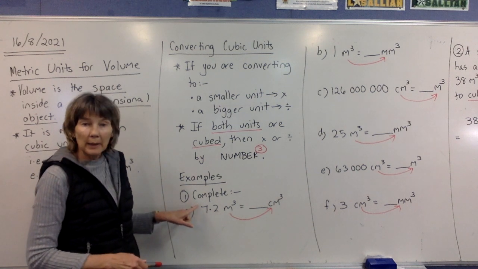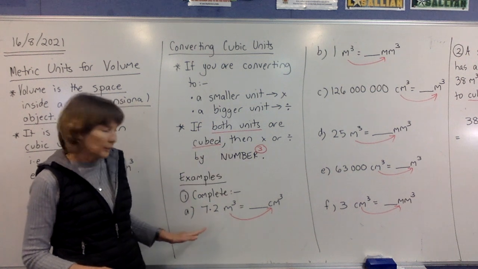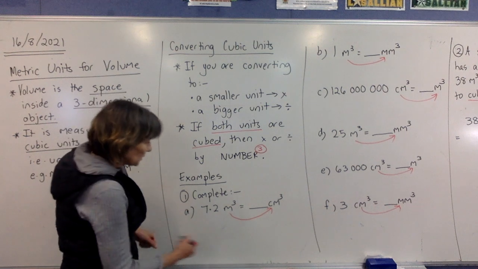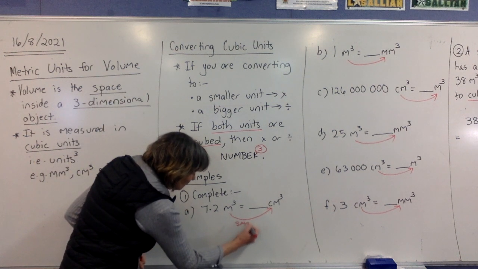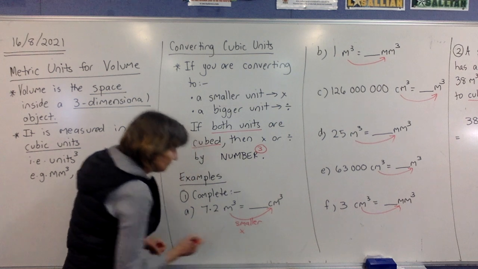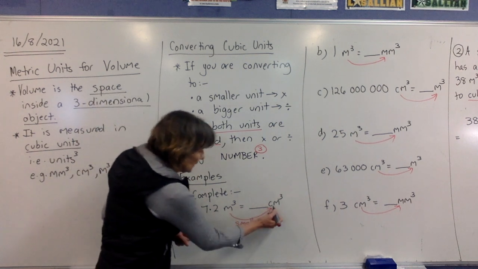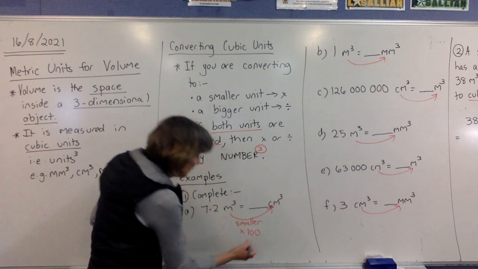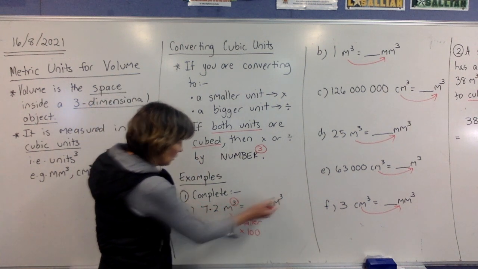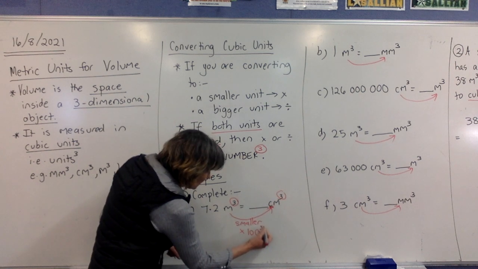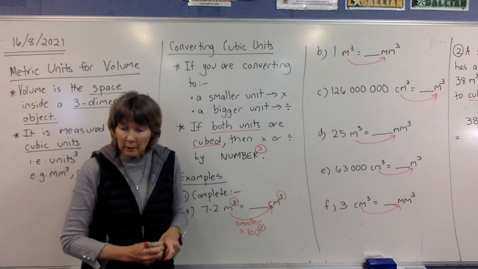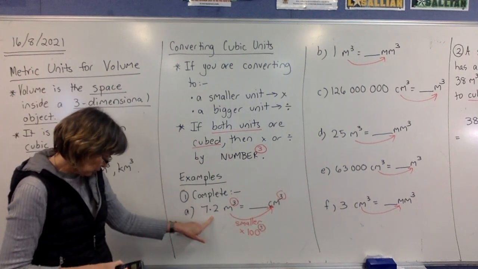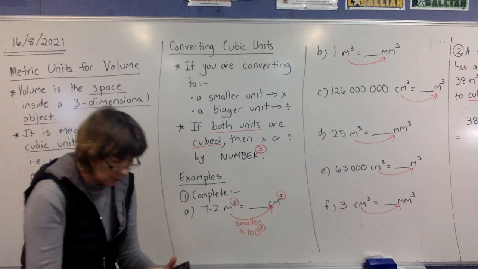So in this one here, we're trying to work all of these out. So we're going from metres cubed to centimetres cubed. So we're going to a smaller unit. So that means we're multiplying. Now the prefix is C for centi. So that's 100. So we're multiplying by 100. Now because these units are both cubed, this has to be cubed as well. So we go to our calculator and we press in 7.2 times 100 cubed.